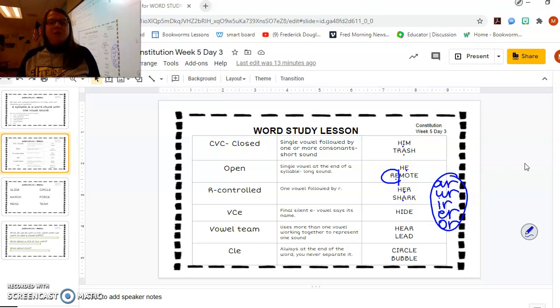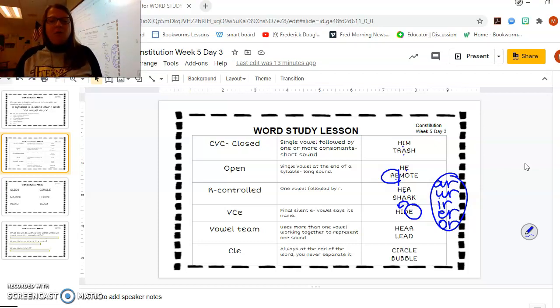VCE are the ones that have the vowel consonant E at the end. There is a silent E, and that E makes the vowel say its name, hide. If that E was not in there, that would be hid. So hide is a VCE word.